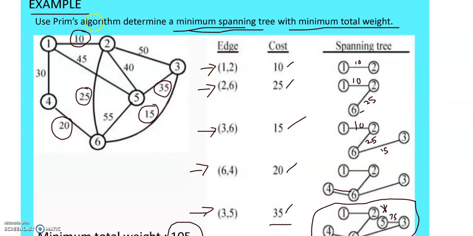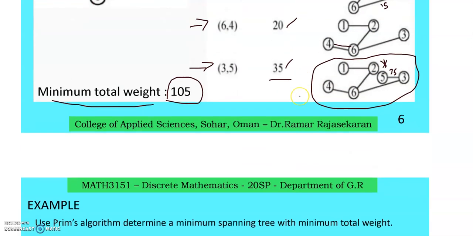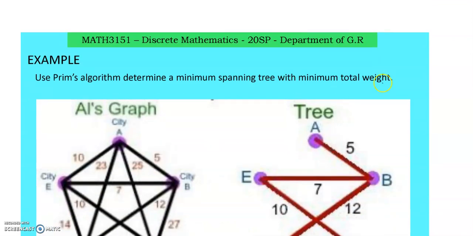When you write the answer for this question, you create 3 columns. First one for edge, second one for cost, third one for spanning tree. Whenever you select the minimum weighted edge, you have to draw the spanning tree here. Whenever you take a new edge and join it with the existing one, you have to draw the spanning tree. It is very, very important. This is the procedure for how to apply Prim's algorithm. Okay, we'll see another example.